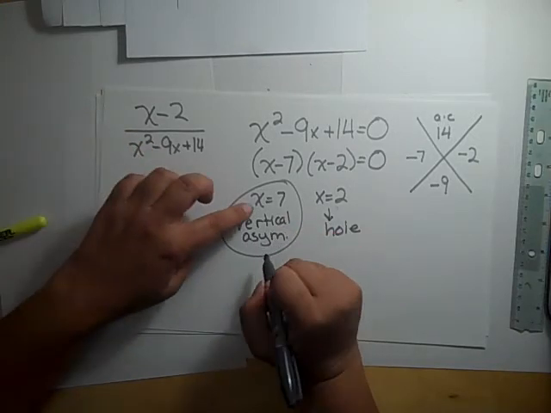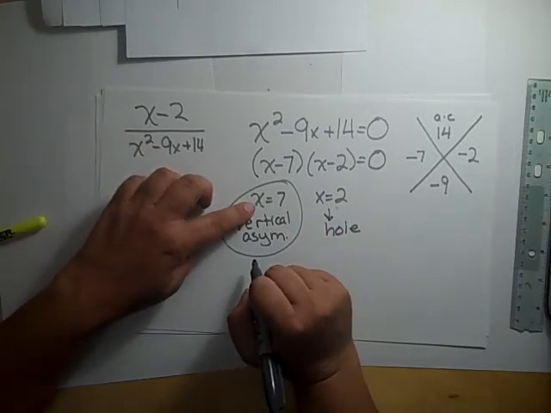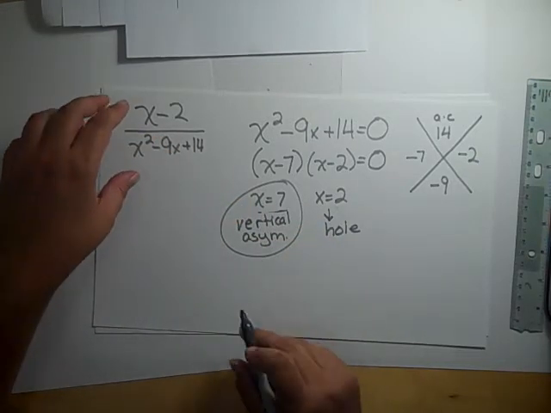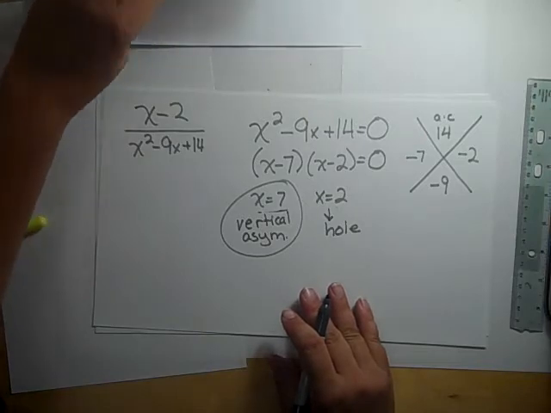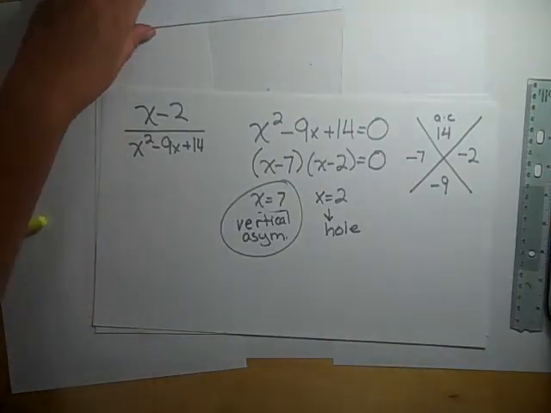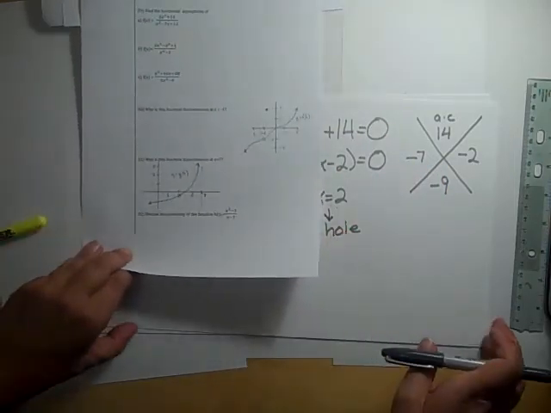And by the way, that's the correct answer. You say x equals 7. So when they ask you to find a vertical asymptote, the answer should be in that form. Okay, 29. 29 wants us to find some horizontal asymptotes.